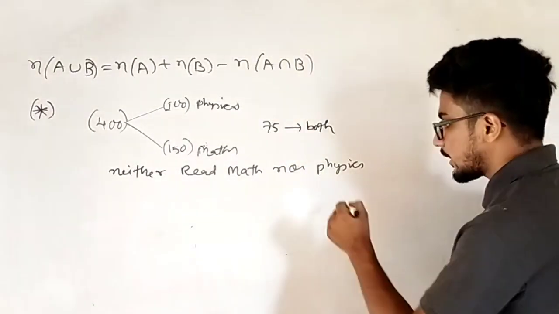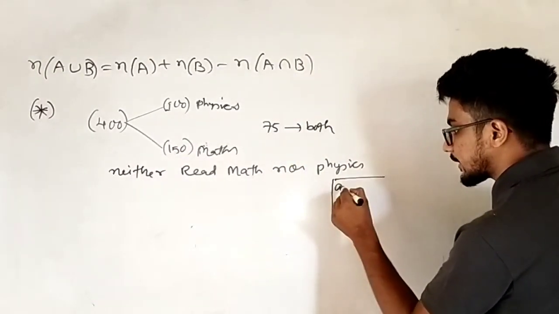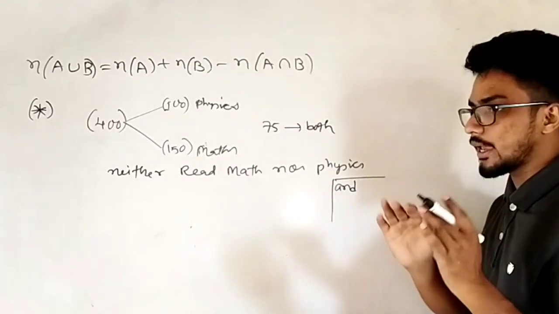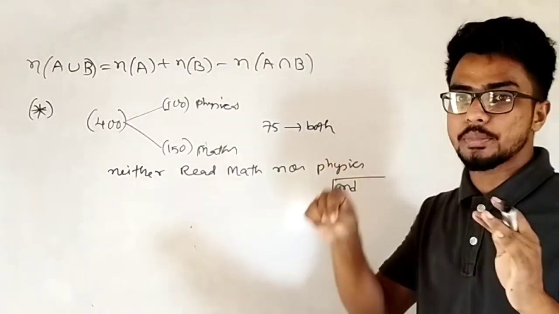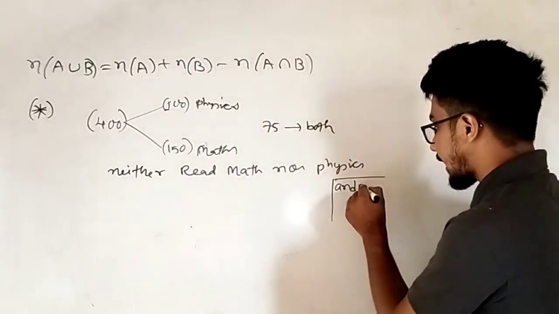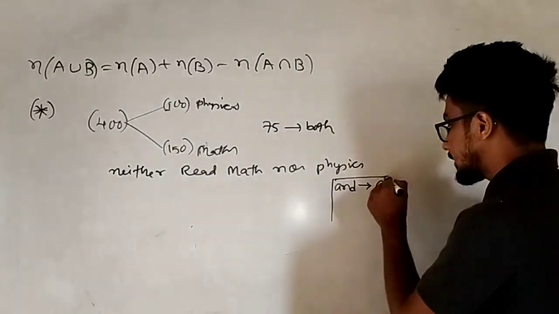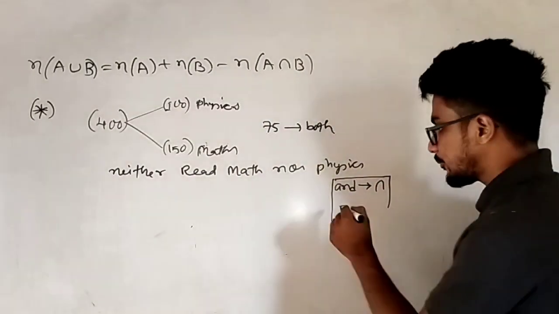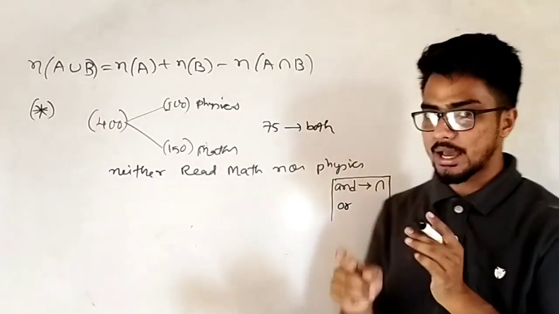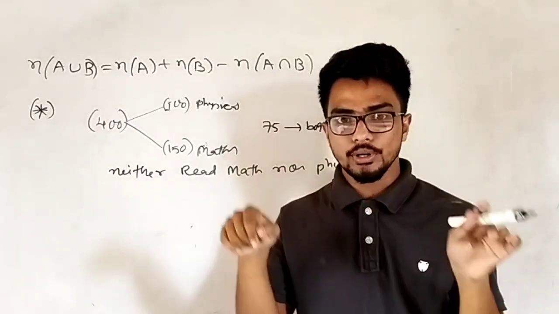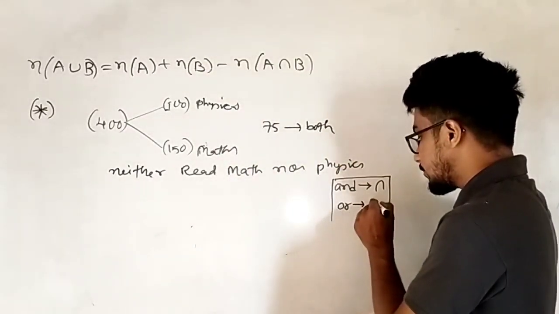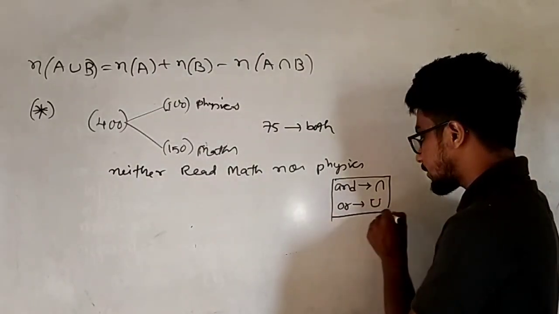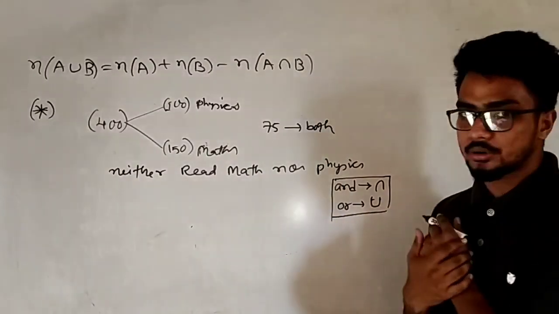And notice one thing: in a question, if 'and' is there, 'and' means A and B, that means both. So for 'and' we use the symbol intersection. And for 'or', A or B, either A or B, for that we will use the symbol union. Remember this: we will use the symbol union for 'or'.